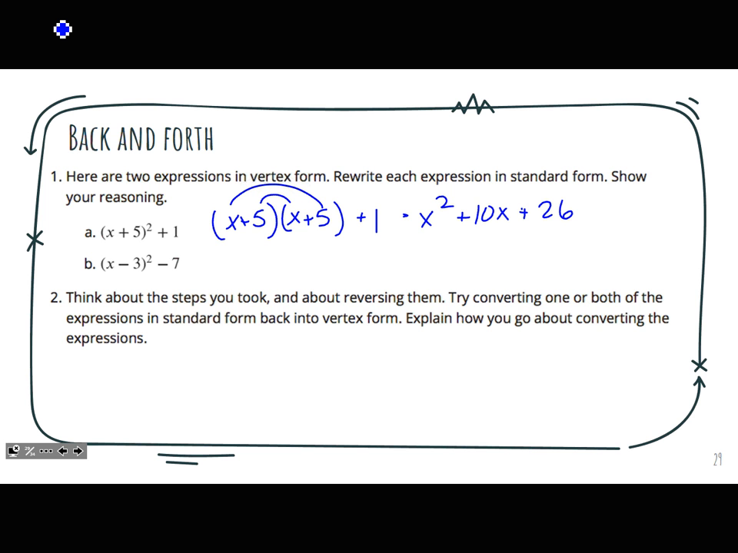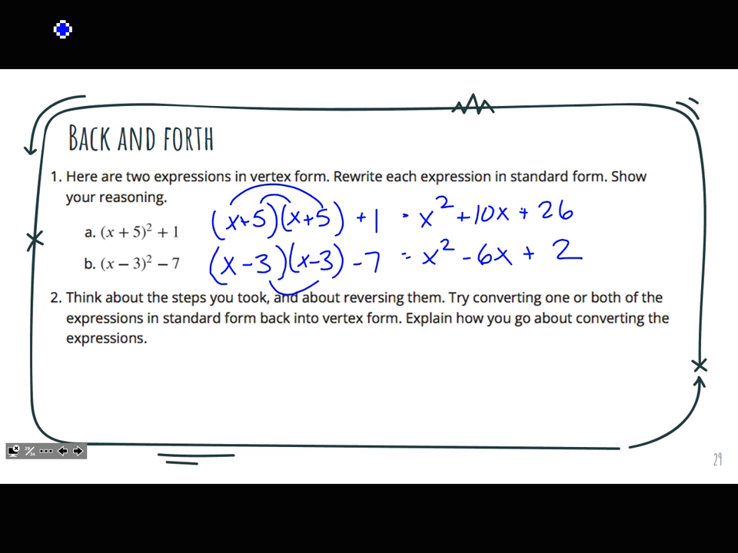Let's do the same thing for the bottom one. We have x minus 3 times x minus 3, minus 7. So what do we get? We get our x squared. Now -3x, -3x, that's -6x. Now -3 times -3, that's -9. Or no, +9. Almost caught myself there. 9 minus 7 is 2. And so we do get a 2 there.